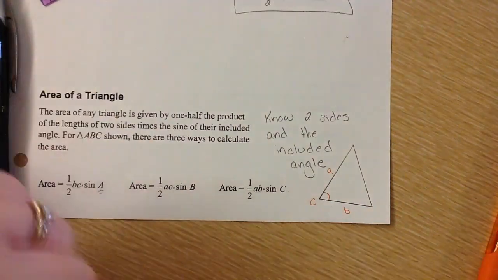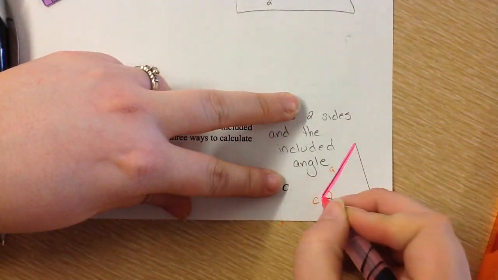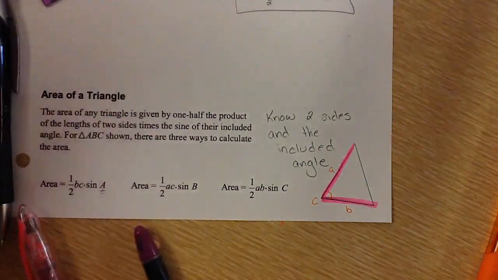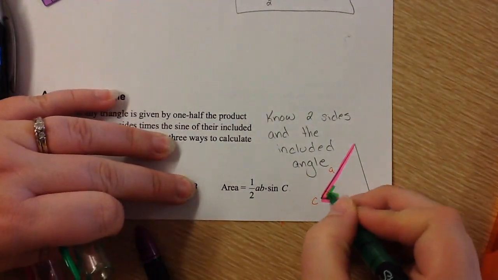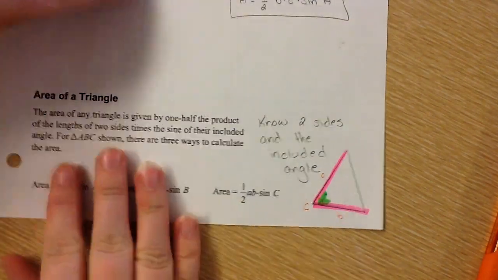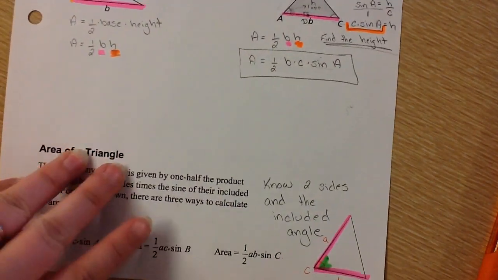So we would have to know these two sides, and let's grab a different color, let's go green, and this angle in between, to be able to use this formula for area. So there's our first part, area. Stay tuned for the next.